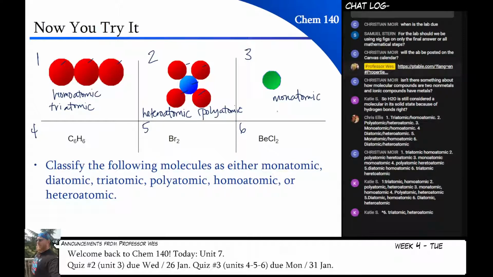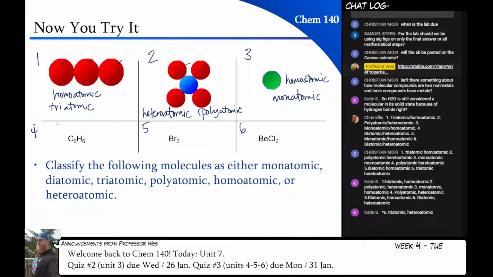For number 3, there's only one, so you have to write monatomic. And something that is monatomic can only ever be homoatomic. In fact, this label for this one is kind of pointless. Because, yeah, if you only have one atom, you can't be two types of atoms at once.